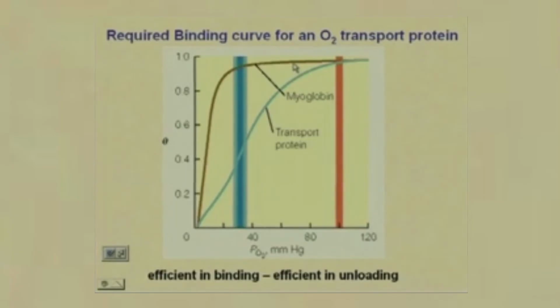But myoglobin is a storage protein. If myoglobin were also like this, then what would happen in the tissues? All the oxygen would be lost. But myoglobin is highly saturated even at the low partial pressure at the tissue level, which is essential because it is a storage protein.